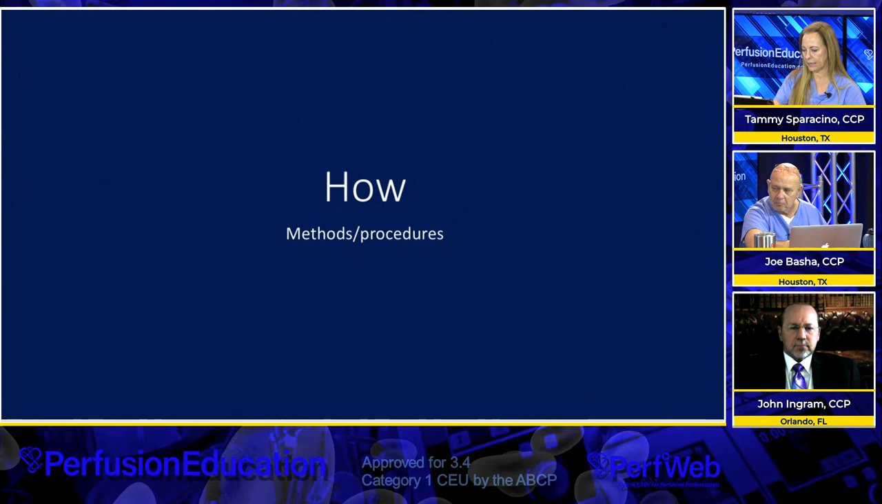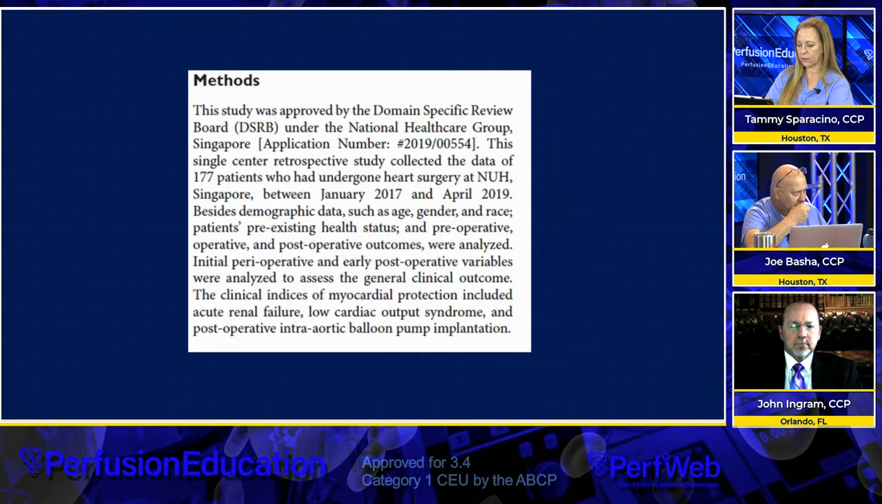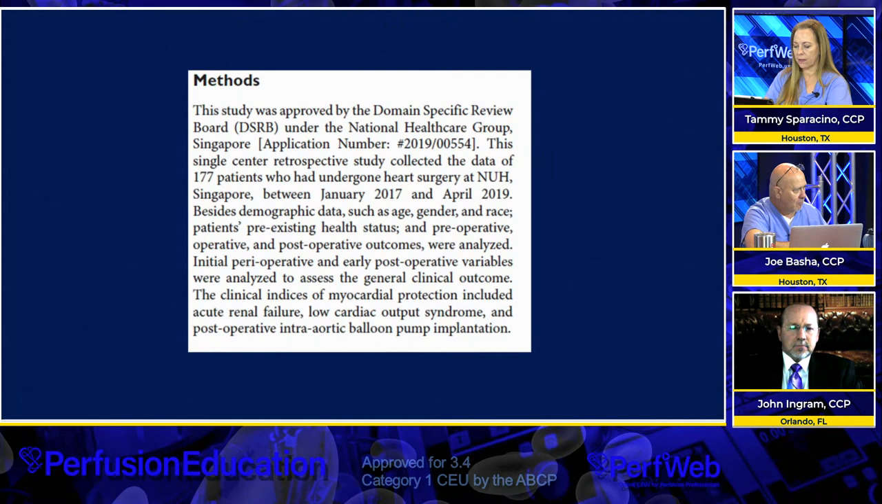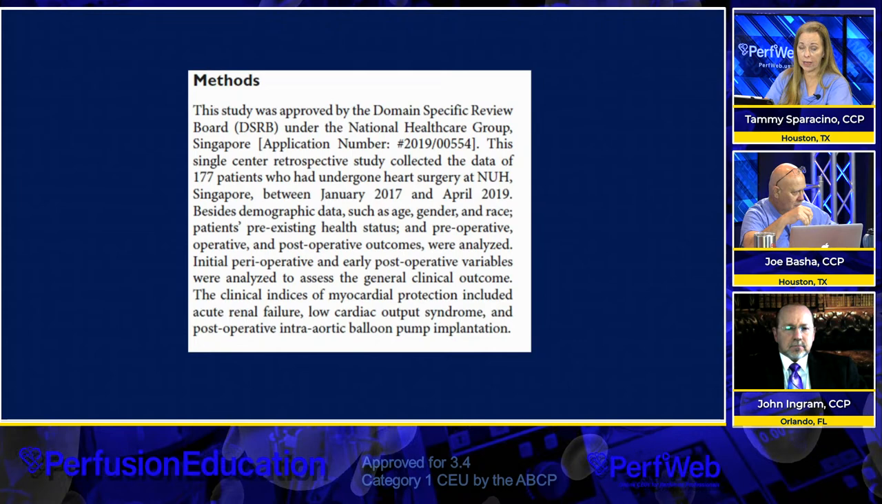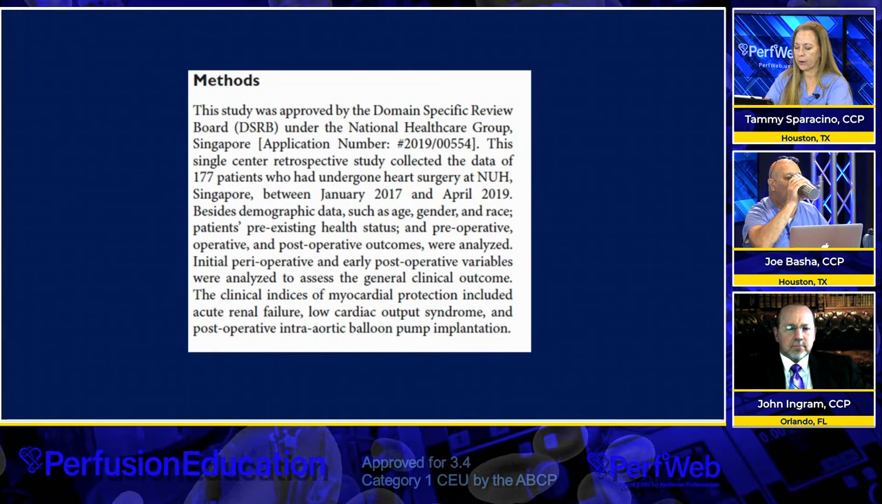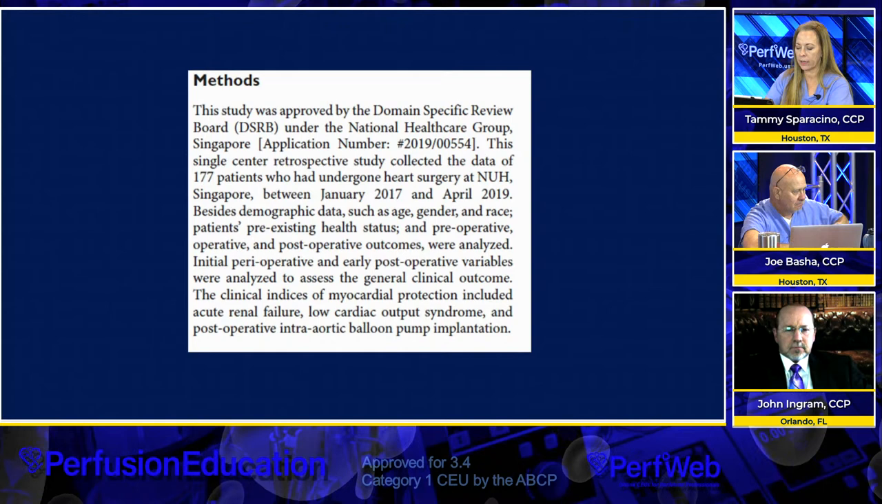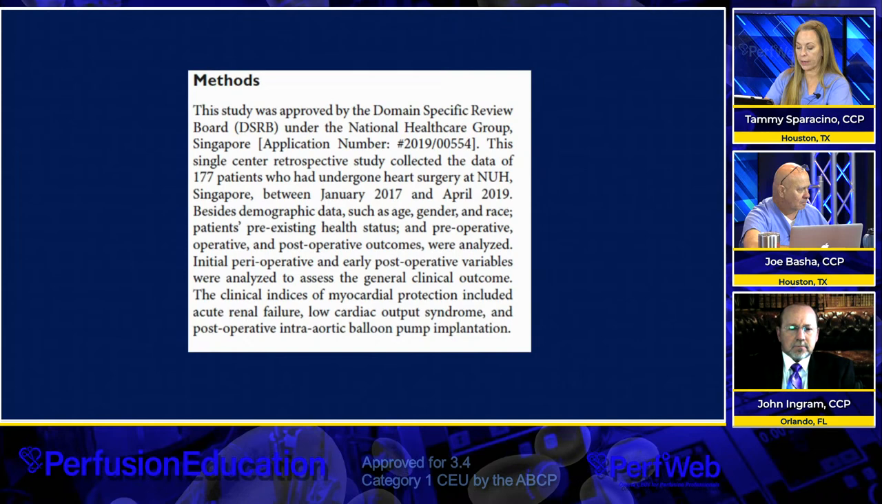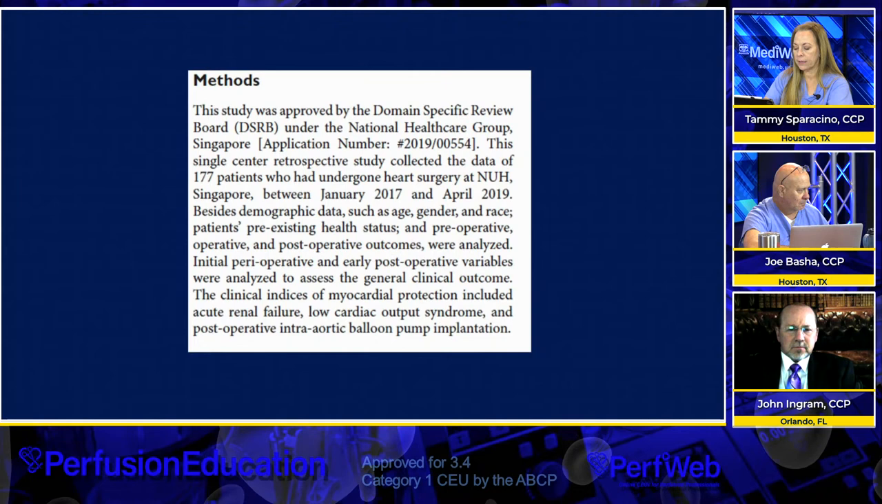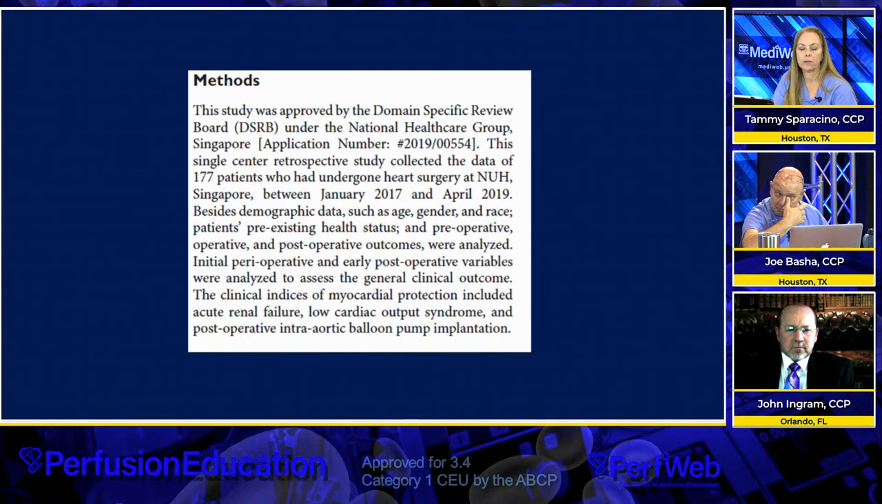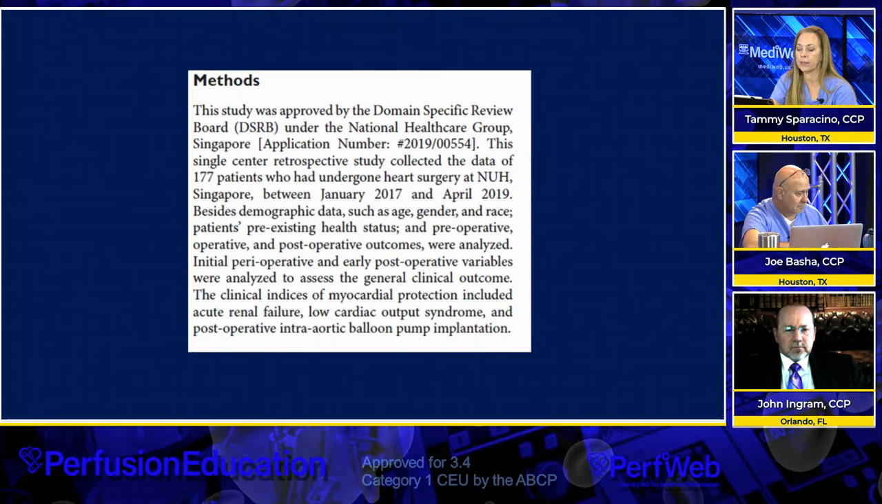All right, so their methods were a single center retrospective study that collected 177 patients' data. They underwent heart surgery at NUH in Singapore between January 2017 and April 2019. They collected demographic data, pre-existing health conditions, preoperative and postoperative data. They were all analyzed. Initial perioperative and early postoperative variables were analyzed as well. Then they looked at different indications of how well the myocardium was protected, including acute renal failure, low cardiac output syndrome, and postoperative IABP implantation.